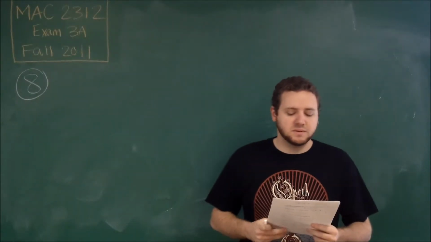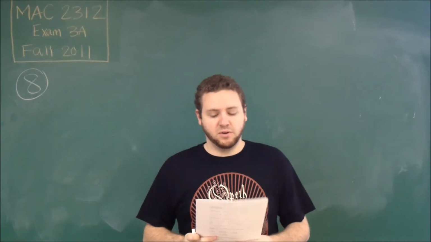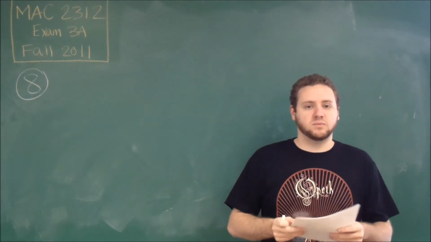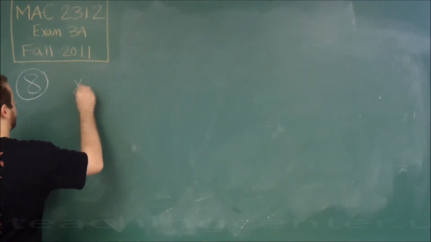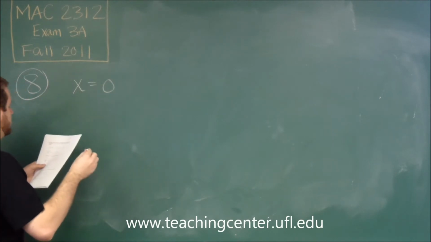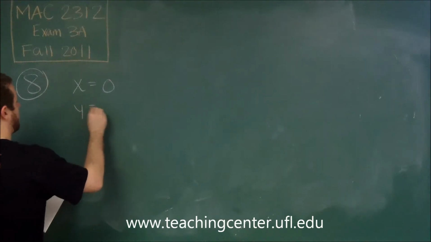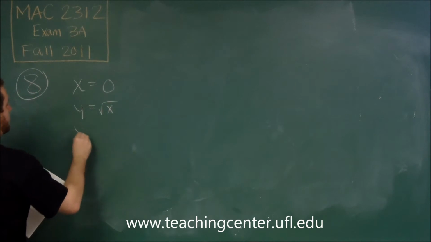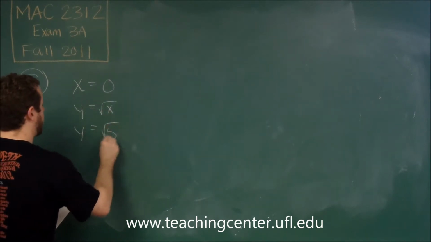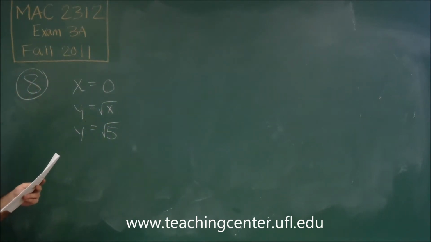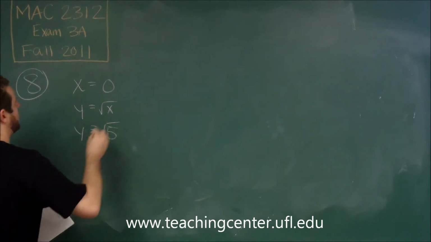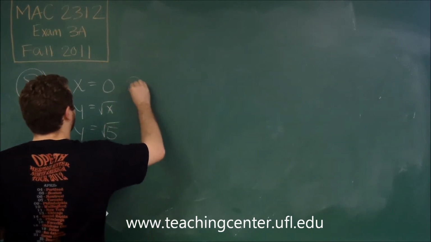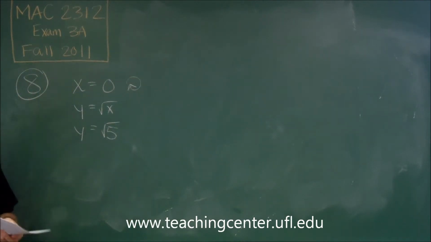In number 8, we need to use the disk method to generate a volume. And let's write down what our bounds are first. So we're bounded by x equals 0, y equals the square root of x, y equals the square root of 5, and we're rotating about the y-axis. So we're rotating about x equals 0 also.